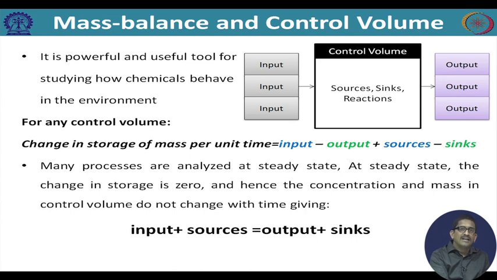This is the general equation, and any control volume we will generally solve in a steady state manner. So what is this steady state manner? That means the concentration with respect to time will be constant, that is, dC by dt is zero. There will be no change in the concentration, so the change in the storage of mass per unit time can be comfortably set to 0. Therefore, the input plus the source will be equal to the output plus sink. Using this basic principle, we will be solving the next numericals.